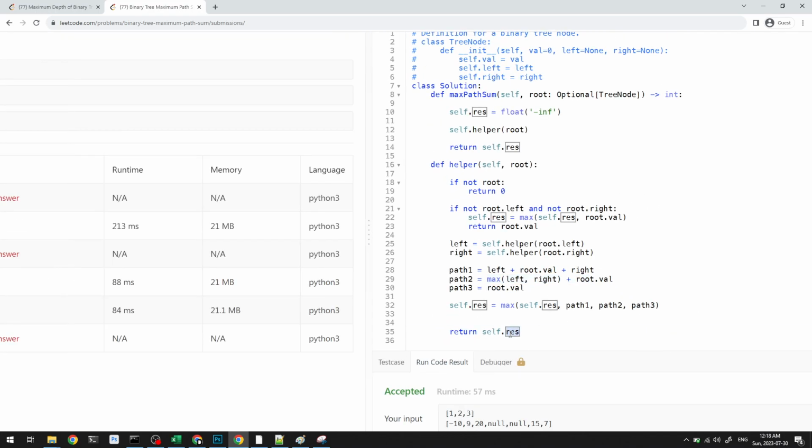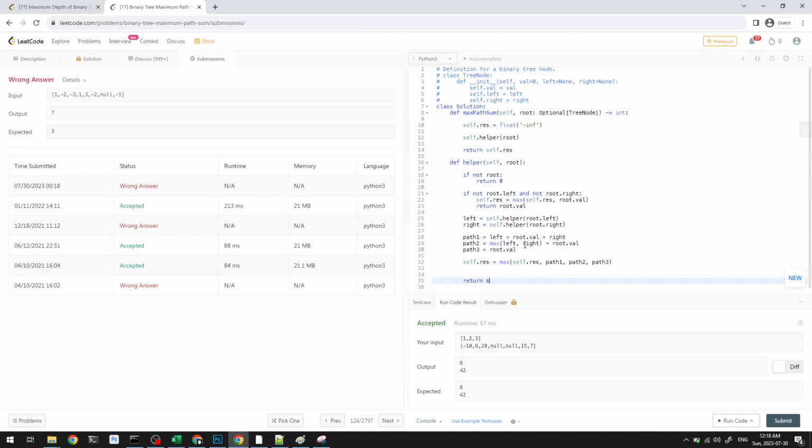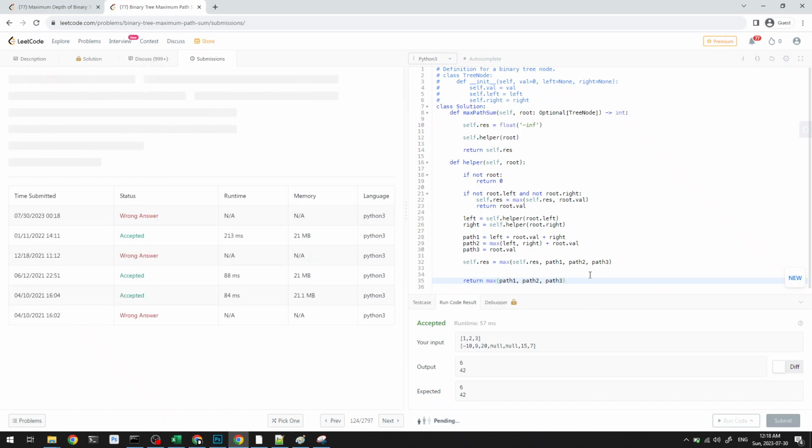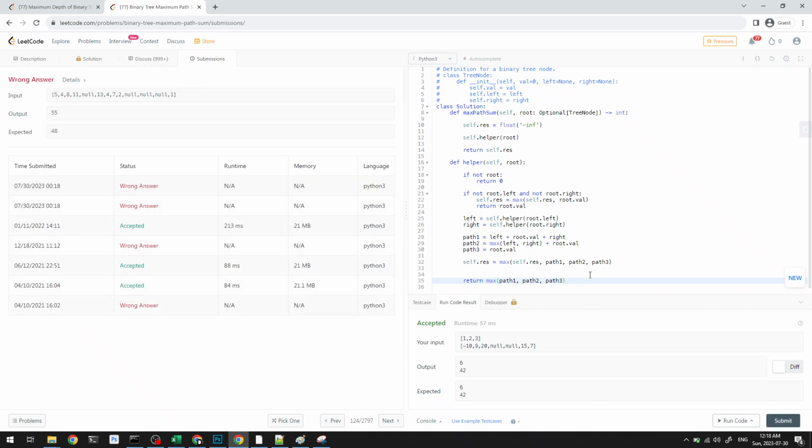And I returned self.res. That was the mistake, right? So I actually need to return the maximum of all three of these paths, which is path 1, path 2, and path 3. So I need to return the best path so far to the parent, and it is returning an error.